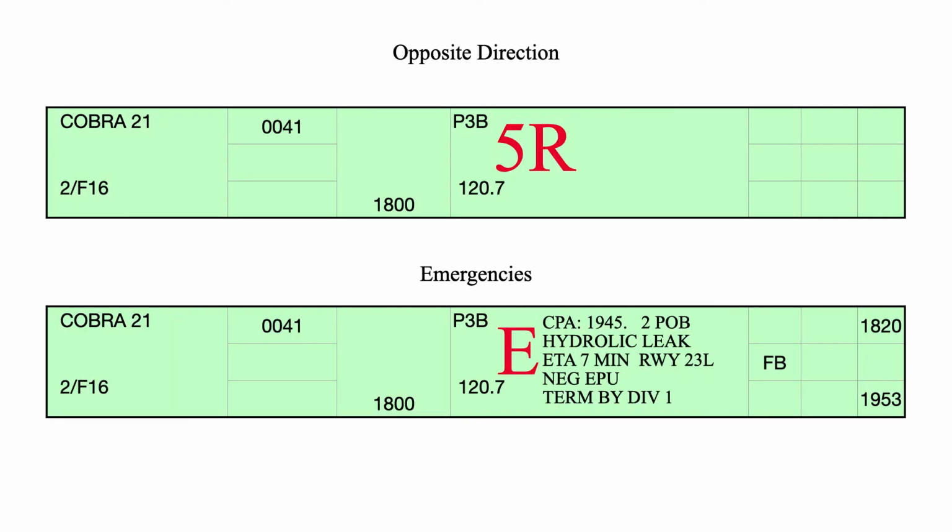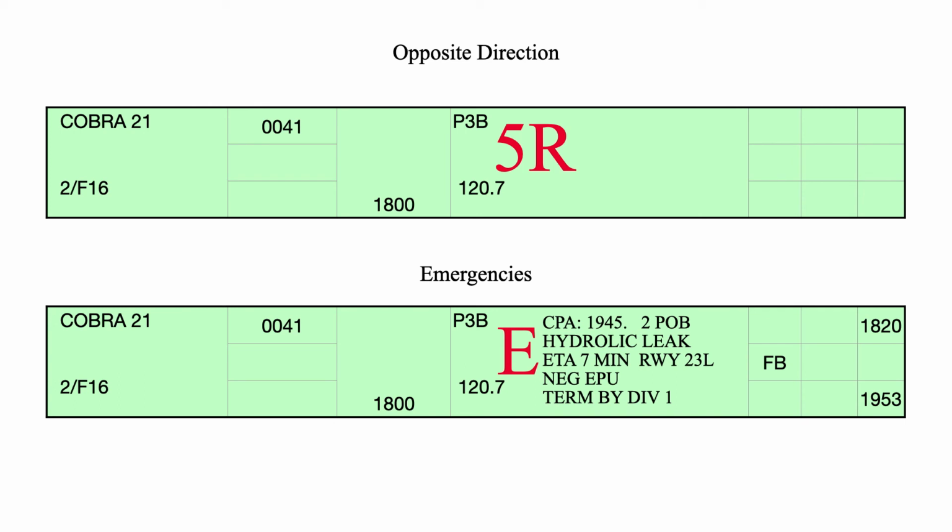Next, for opposite direction operations, the strip marking is fairly simple. In red ink, you're going to do the strip marking for that runway. So 5 right would typically be runway 23 left's opposite direction, and that's how we would write it on the strip. It doesn't happen a lot at Edwards, but it does happen.